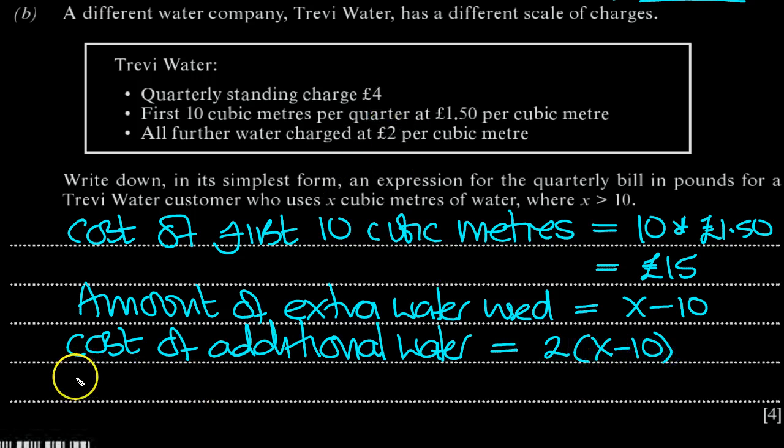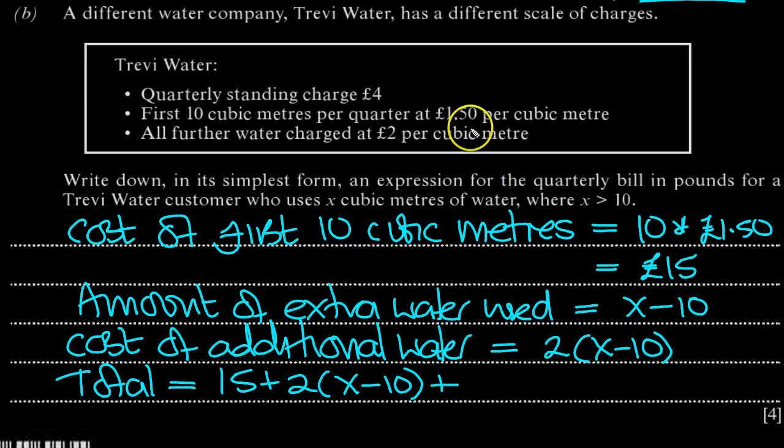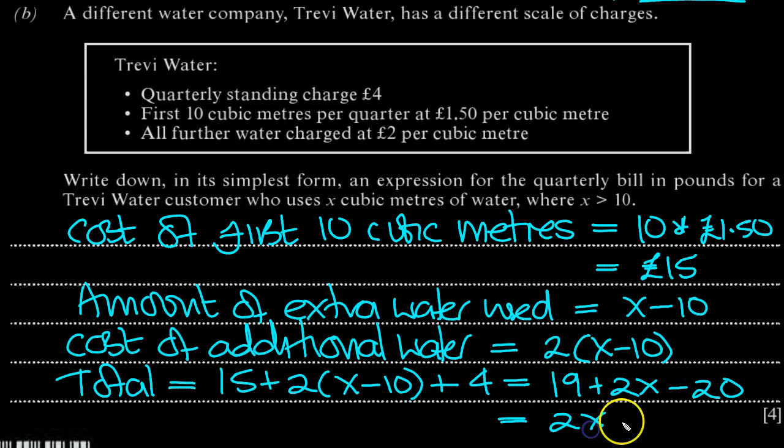There's a standing charge, so total bill then, the grand total is equal to 15 plus 2 times X minus 10. That's the cost of the water, plus the standing charge, £4, which is equal to 15 plus 4 is 19, plus 2X, when we expand this bracket, minus 20. And that's equal to 2X minus 19 minus 20 is minus 1, and that's in pounds. 2X minus £1.